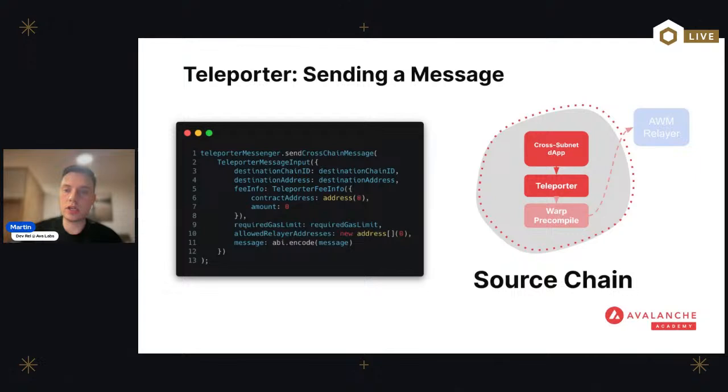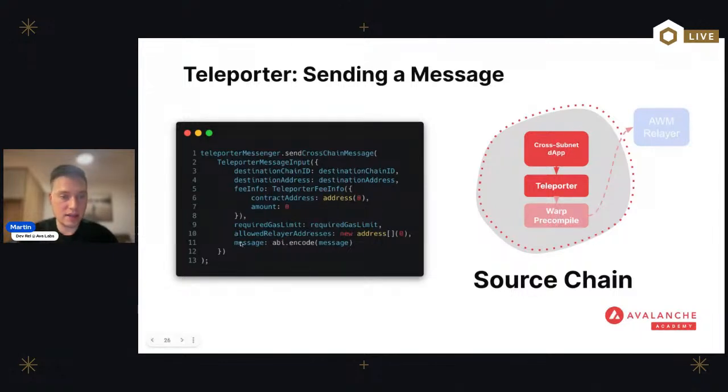And it turns out it's just a very simple smart contract call. So all we have to do is import Teleporter Messenger into our smart contract, and then call the send cross-chain message function here. And you can see that there are some inputs, like which chain do I want to send it to? Which smart contract on that chain do I want to send it to, the address? And there's some optional stuff like fees and everything. You can ignore it for now. You can set the required gas limit of the action you want to do on the destination chain.